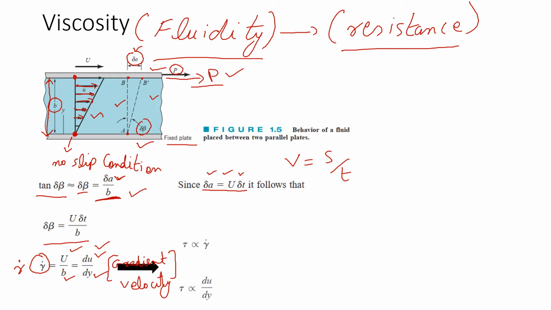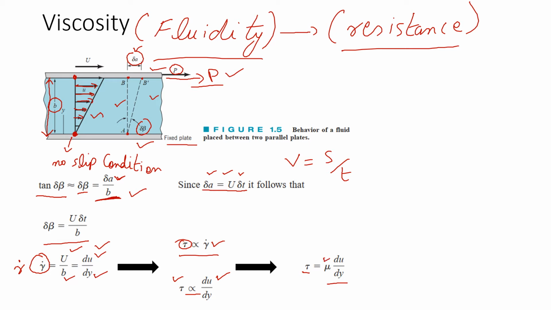Moving further, what we have deduced from experimental work is that the shear stress is equal to the shear rate. We came up with this equation from experiments, and as we know the shear rate is equal to this, the shear stress is directly proportional to the shear rate. To remove this proportionality we have to put in some value, and that value comes out to be our viscosity: the shear stress is equal to the shear rate multiplied by the viscosity.